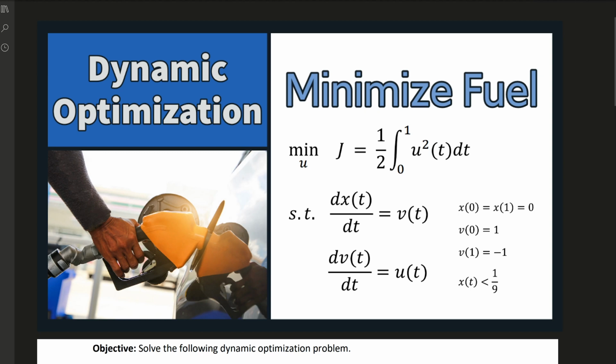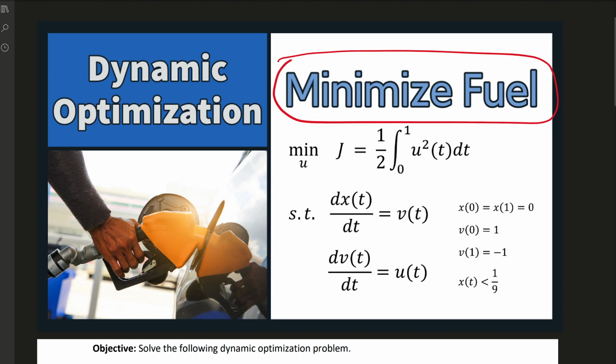This is an optimization problem to be able to arrive at a final condition while minimizing fuel. So we're going to have an objective function of minimizing the integral of u squared. Now u is the acceleration that we're going to apply. That's the thing that we can decide for this thing in motion.